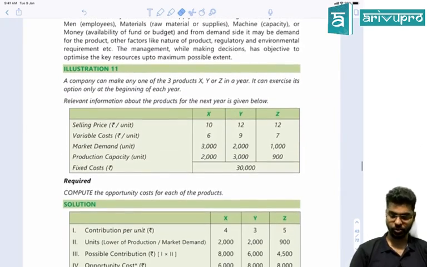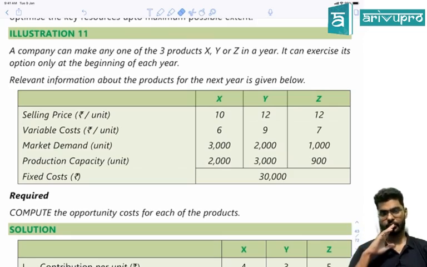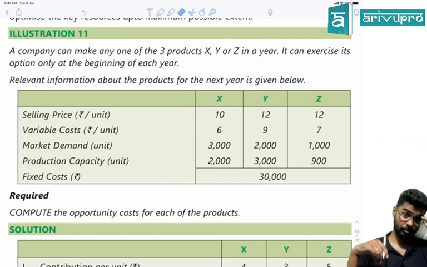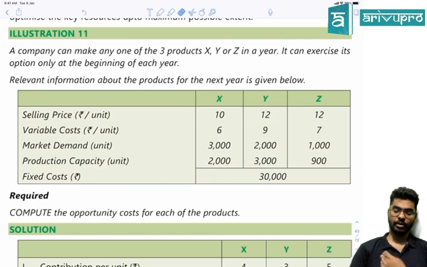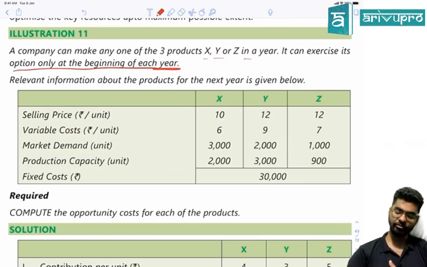I want you guys to see this question. The company can make one of the three products X, Y, Z in a year. It can exercise its option only at the beginning of each year. Now, relevant information about the products for the next year is as follows. What is the variable cost here? Sorry, contribution 4, 3 and 5.